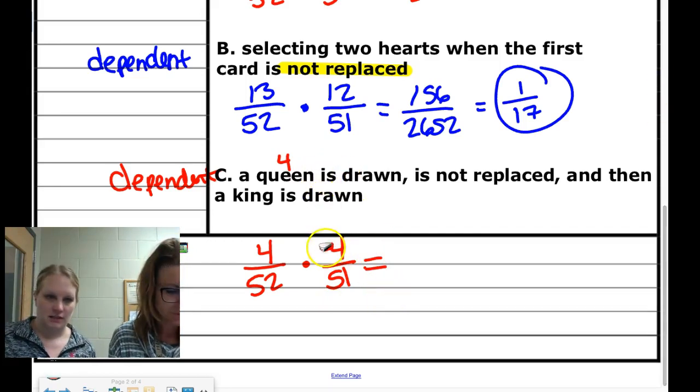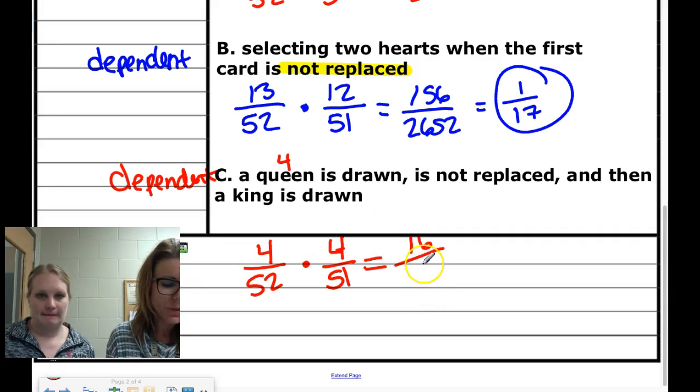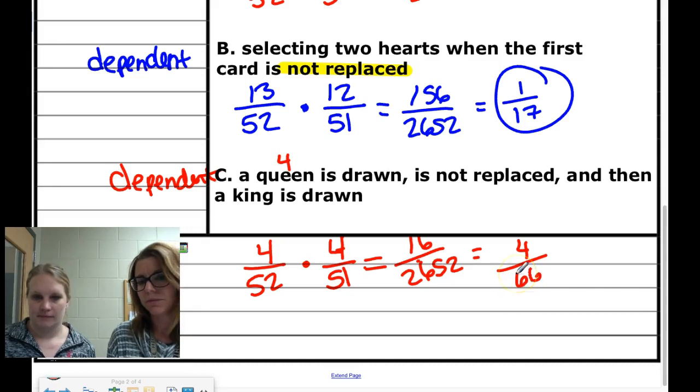Gotcha. I'm just going to clean this up. It's bugging me. Okay. So 4 times 4 is 16, and 52 times 51 is 2652. And if we reduce that, we will get 4 over 663. All right. Oops. We're going to fix that. Sorry about that. Okay, so that's pretty easy enough.